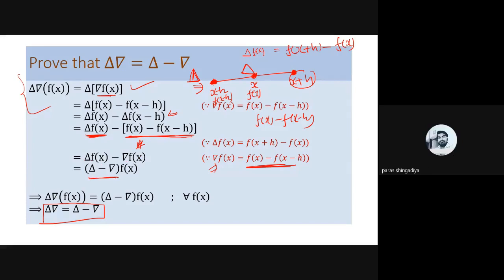Now consider f(x) as common, so it will be delta minus nabla. Now remove the f(x) from every term. So it will be delta nabla is equal to delta minus nabla. Is it clear to all now? Any query? No, sir. Okay, good.